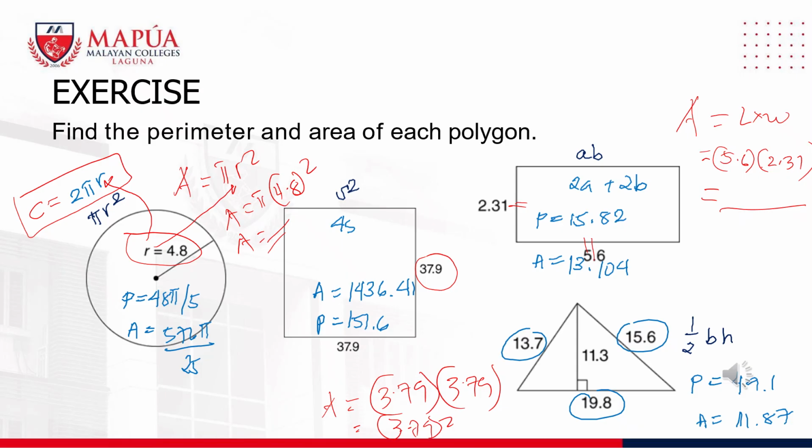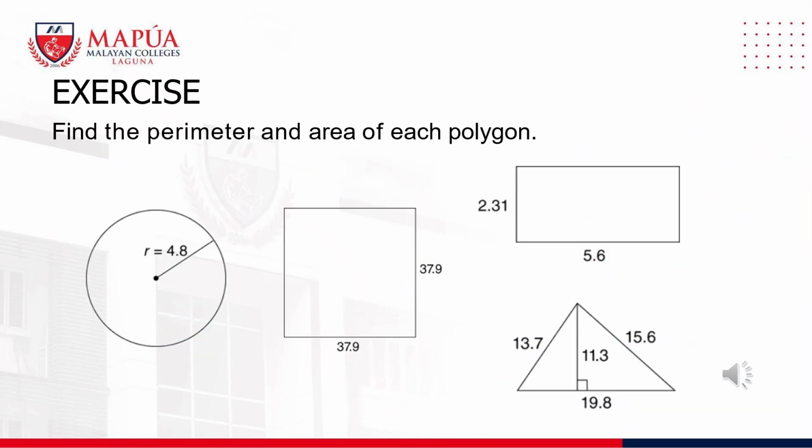So again, for the triangle, the area of a triangle is simply 1/2 base times the height. In this case, the base is this one. So 1/2 of the base, 19.8, multiplied by the height, which is 11.3. So that is the area: 1/2 bh, the area of a triangle. Okay, so that's how easy the calculation of the area is, class. You just practice this one.